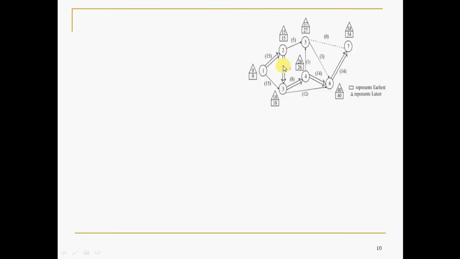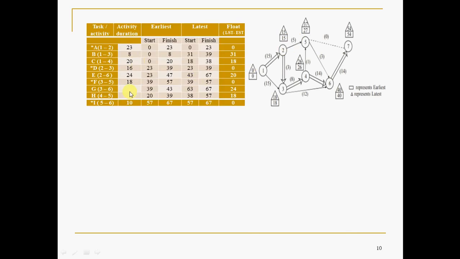Or you can just draw the network and keep the values of the square and triangle blank, and fill them in later. How can we fill them? This is the template table: activity, earliest start and finish, latest start and finish, float. This is the given data only. Start is always 0, then 23. Then again 0, 8, 0, 20. All this you will get.